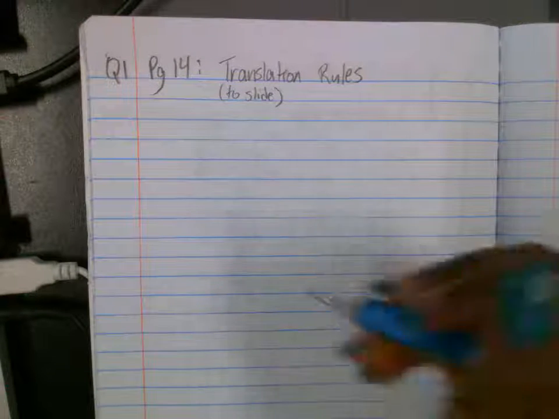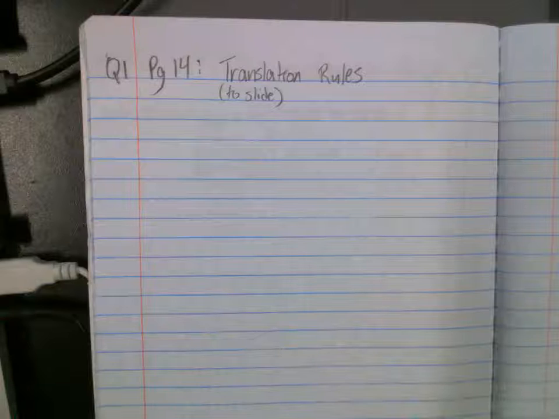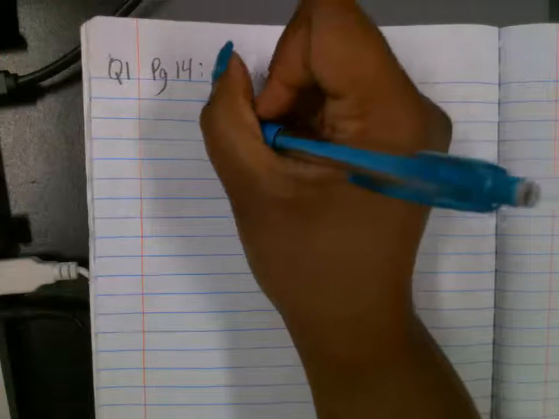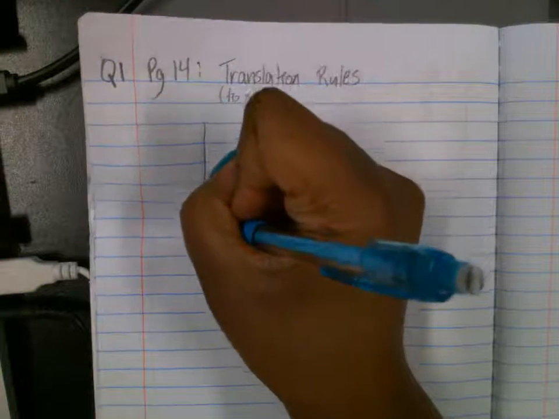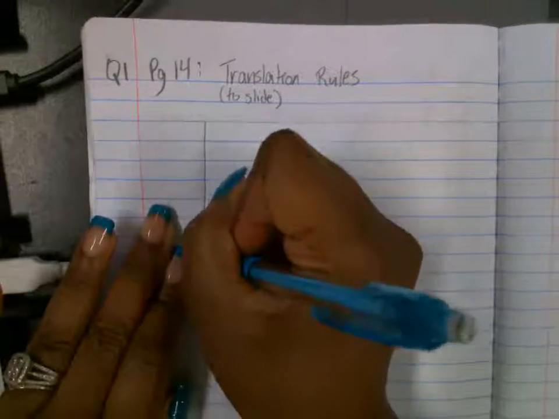All right, so let's draw the chart. In our chart, we had 3 columns. So let's do 3 columns again.